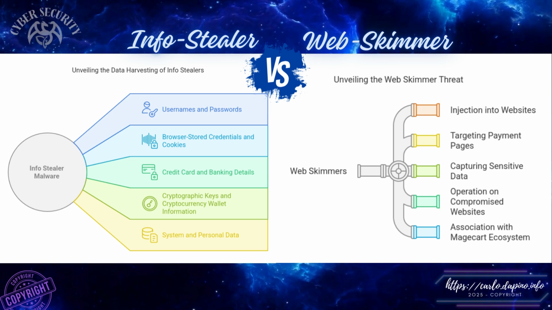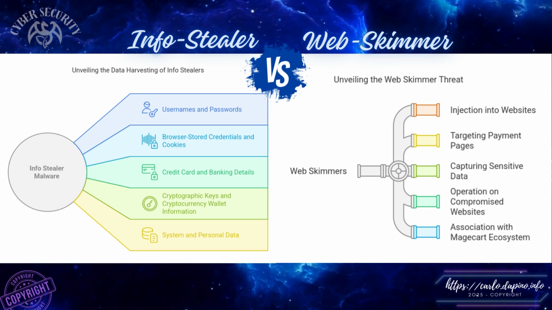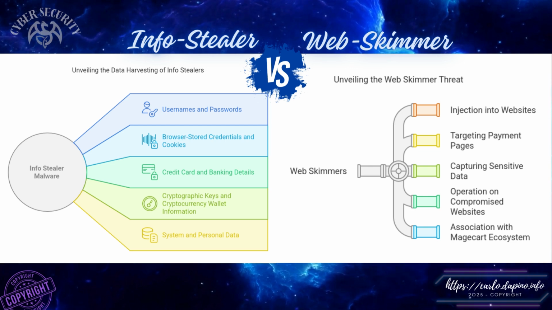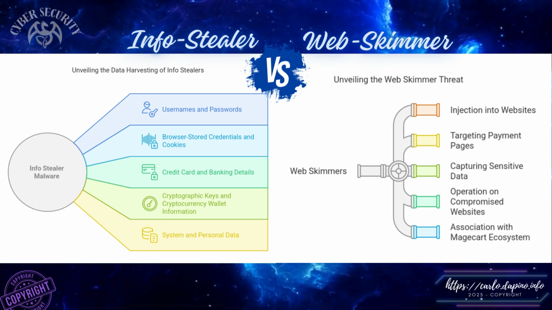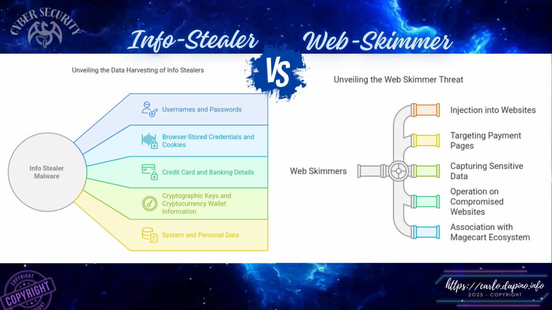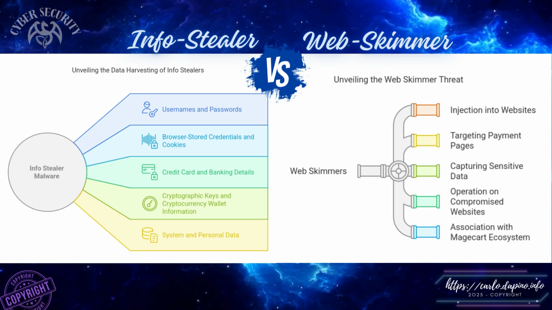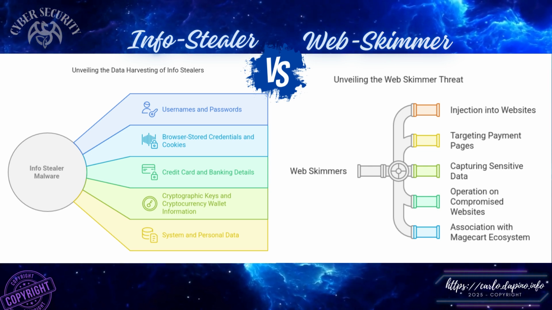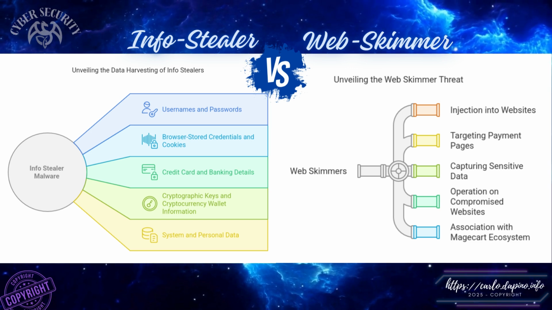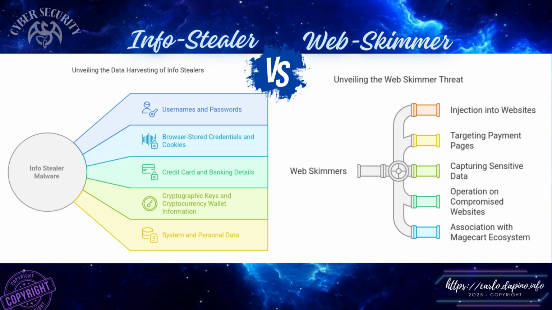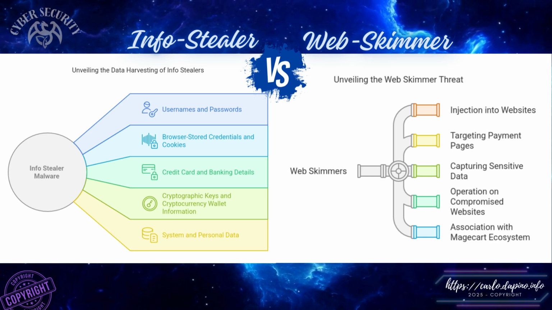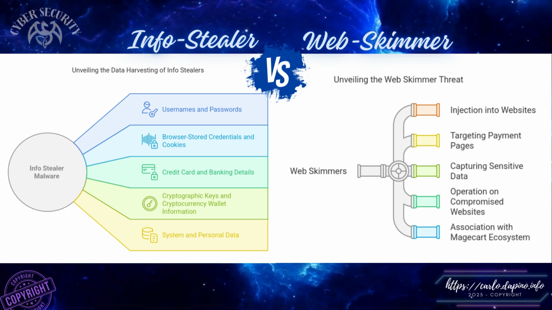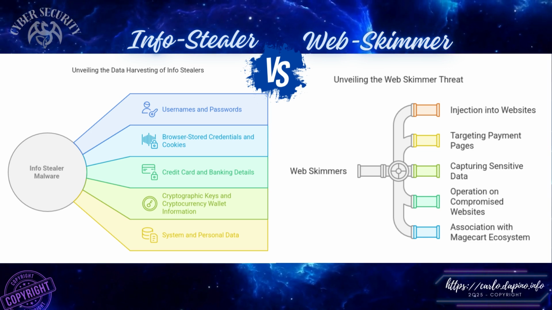Usernames and passwords, granting attackers access to personal accounts. Browser-stored credentials and cookies, useful for session hijacking. Credit card and banking details, directly leading to financial fraud. Cryptocurrency wallets, making crypto a prime target. System and personal data, which can be used for identity theft. These stolen credentials are often sold on dark web marketplaces, fueling further cybercrime.